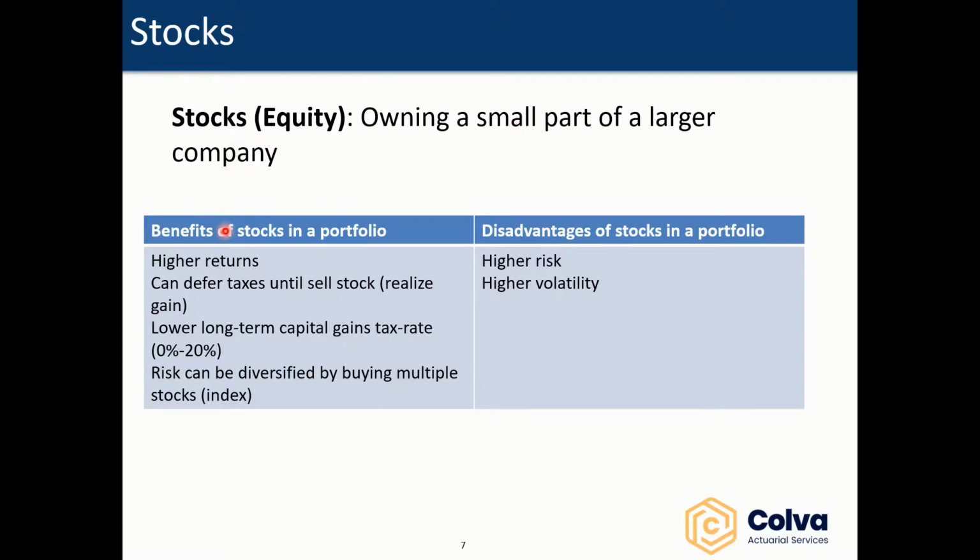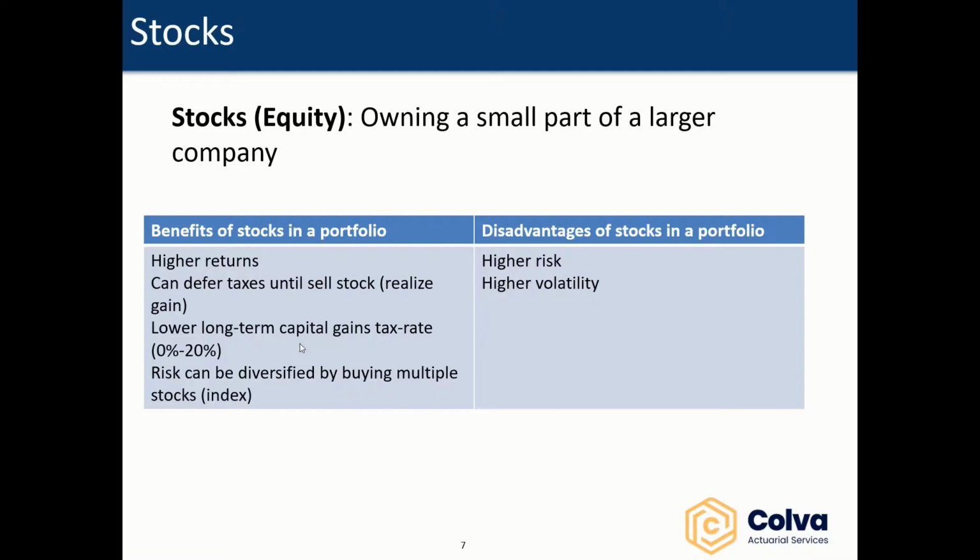So, what are the benefits of having stocks in a portfolio? You can get higher returns. You can defer the taxes until you sell the stock, because you can accumulate what's called capital appreciation. Let's say you buy Apple today at $1,000, and 20 years from now, it's at $100,000. You're not paying taxes each year on that. You're only paying taxes when you sell. Obviously, if there's a dividend, you'll pay a small tax on that. But the capital appreciation, you can defer. There's also a lower long-term capital gains tax rate on that.